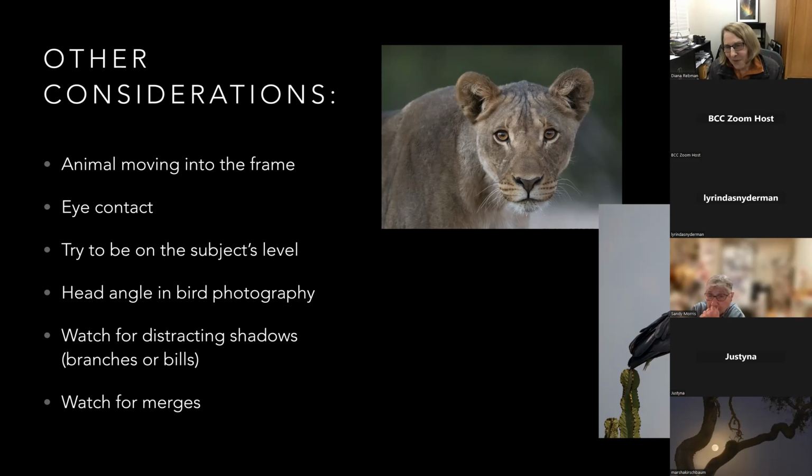The other thing I watch for are merges. The lower photo is a fish eagle calling to its mate. I love the foliage and I love the position of the head. However, to me, this image has a fatal flaw. And that fatal flaw is the tail feather merging with the foliage. So do watch for those merges. Sometimes there's nothing you can do. But if you have an option to turn a little bit, to move a little bit and avoid the merge, it makes a much more compelling image.